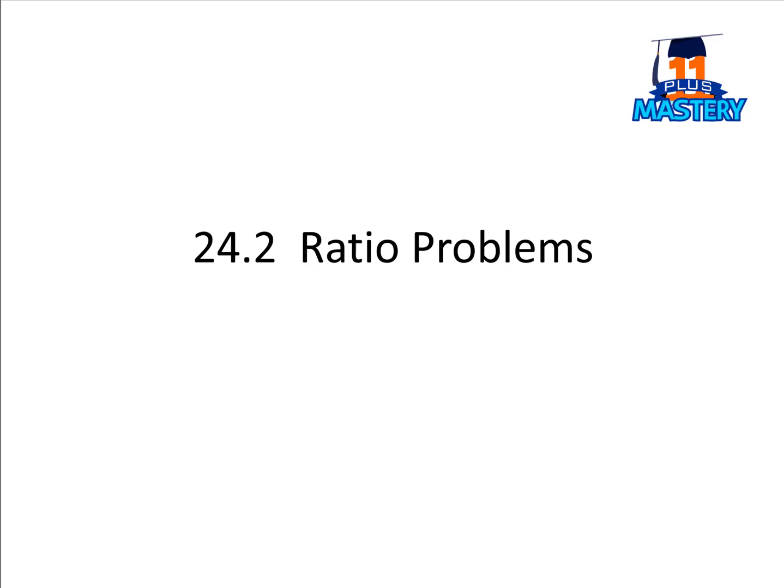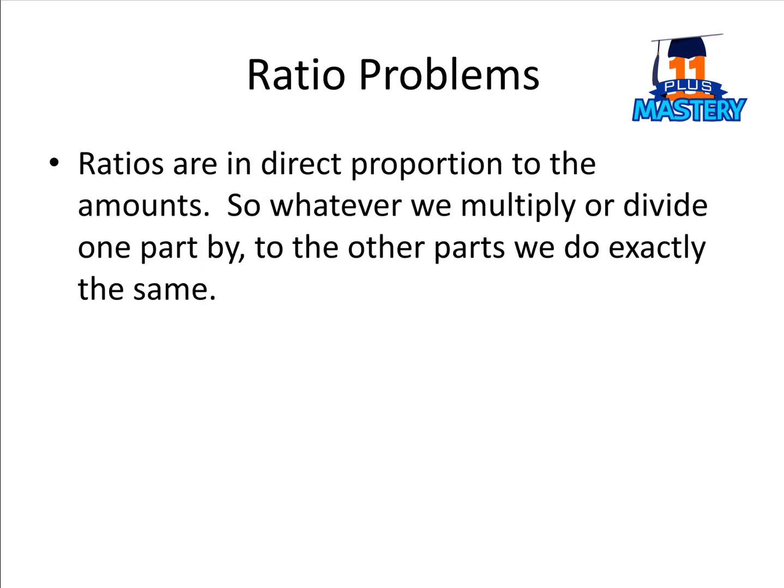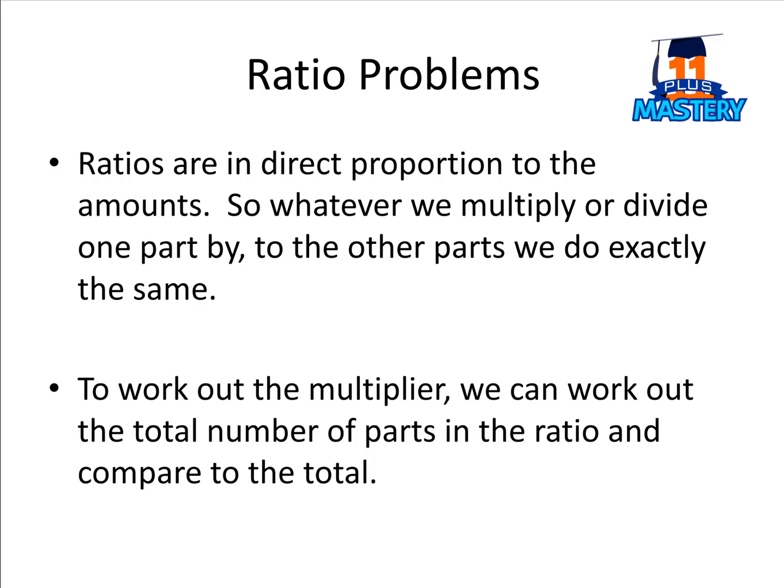Section 2. Ratio problems. Ratios are in direct proportion to the amounts. So, whatever we multiply or divide one part by, to the other parts we do exactly the same. To work out the multiplier, we can work out the total number of parts in the ratio and compare to the total. Let's look at a couple of examples.